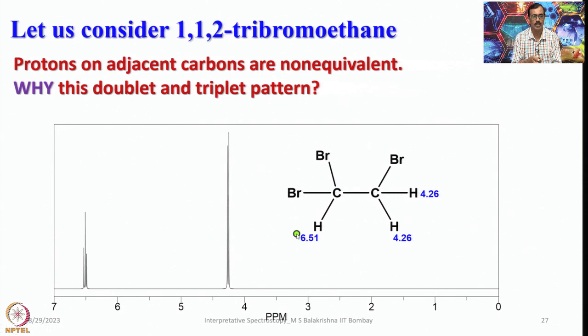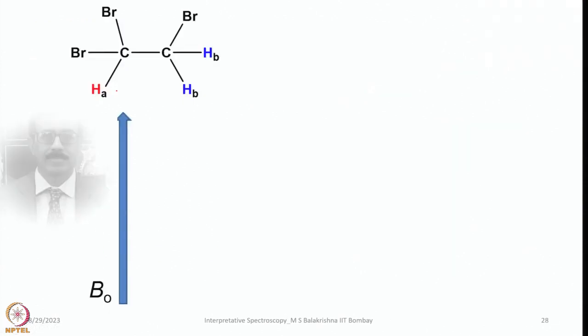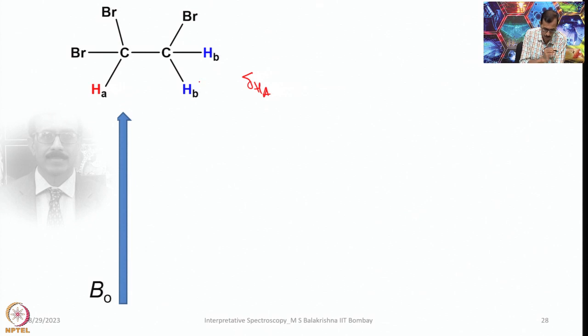Now we have to see why this is a doublet and why this is a triplet. Let's first look into this HA signal. First, this is split by these two into a triplet. How will we see? Basically, if you just see here, we have 2 protons here. Both of these protons generate magnetic fields that can be aligned with the applied magnetic field. This is more towards the shielded region. And then in this case, what happens?